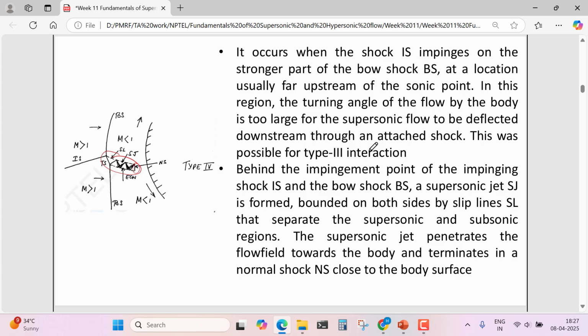And in this region, the turning angle of the flow by the body is too large. This turning angle is too large. If flow is coming like this, then this turning angle is very large for the supersonic flow to be deflected downstream through the attached shock. This was possible for the type 3 interaction. Behind the impingement point of the impinging shock IS and the bow shock BF, a supersonic jet SJ is formed.